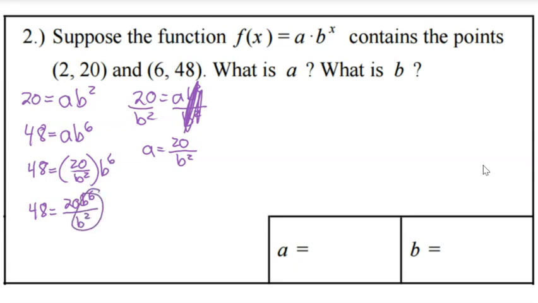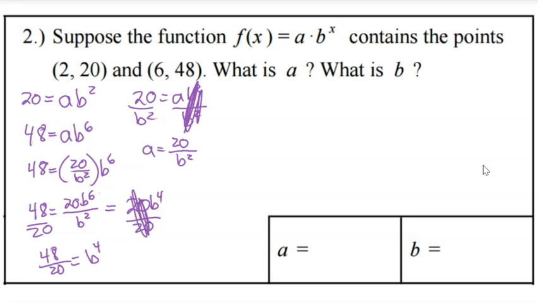Well, b to the 6th power divided by b squared, we can get that by taking the 6 and subtracting the 2. Okay, so that's the same thing as b to the power of 6 minus 2. So that is 20 b to the 4th power. Okay, so that simplifies. So we have 48 is equal to 20 times b to the 4th power. If we divide by 20 on both sides, we will get 48 over 20 is equal to b to the 4th power because the 20s cancel over here. Okay?